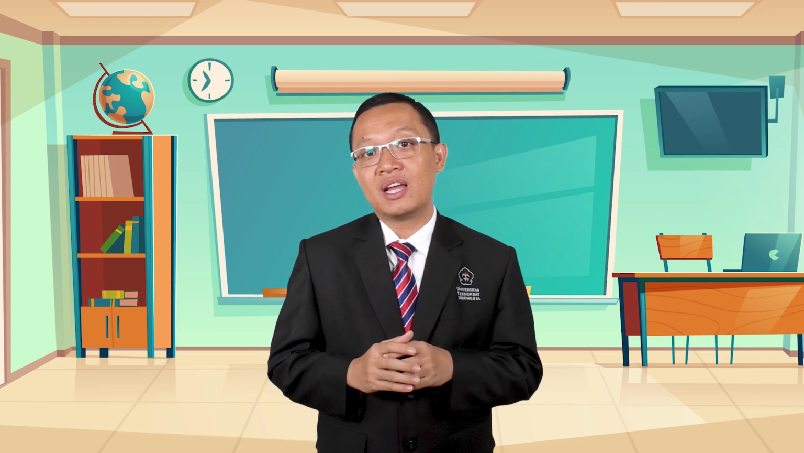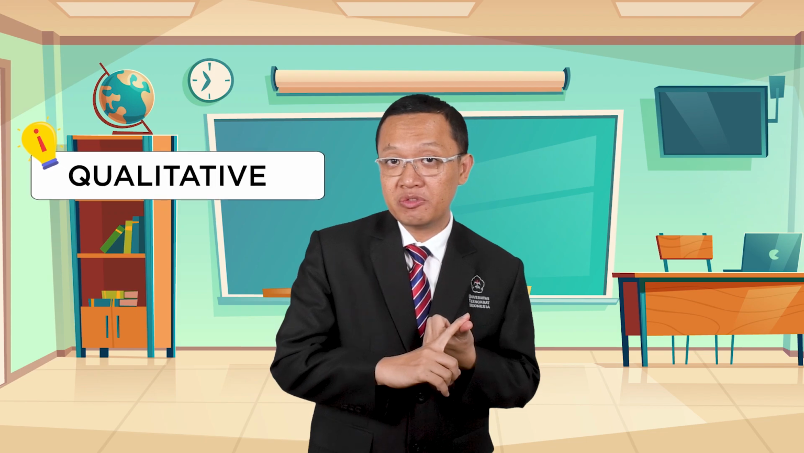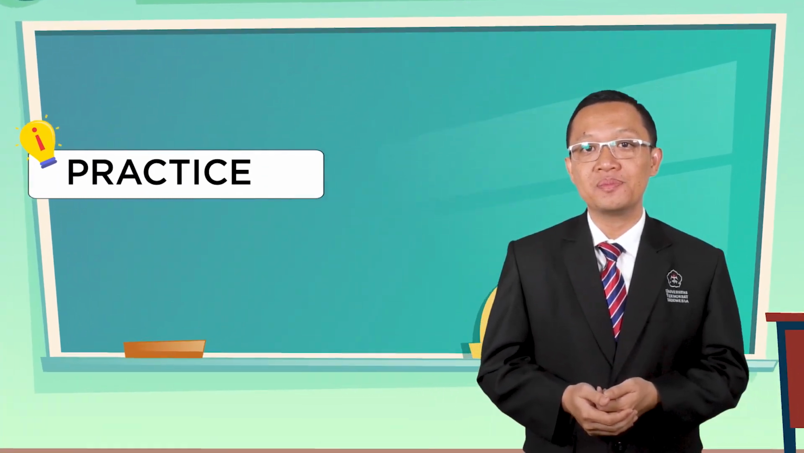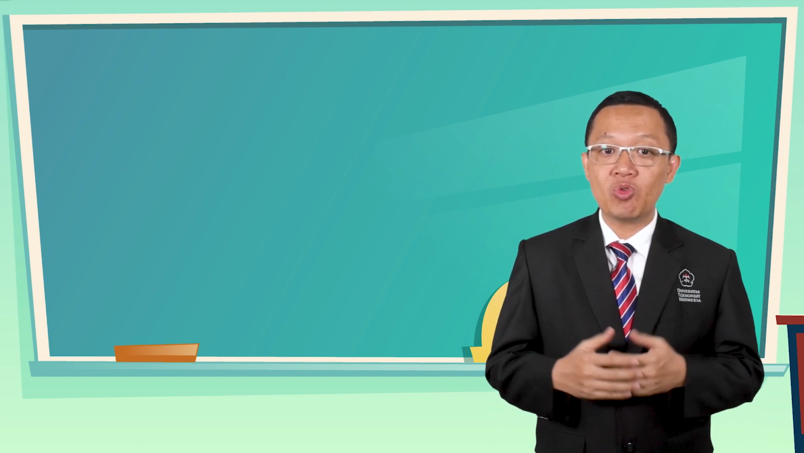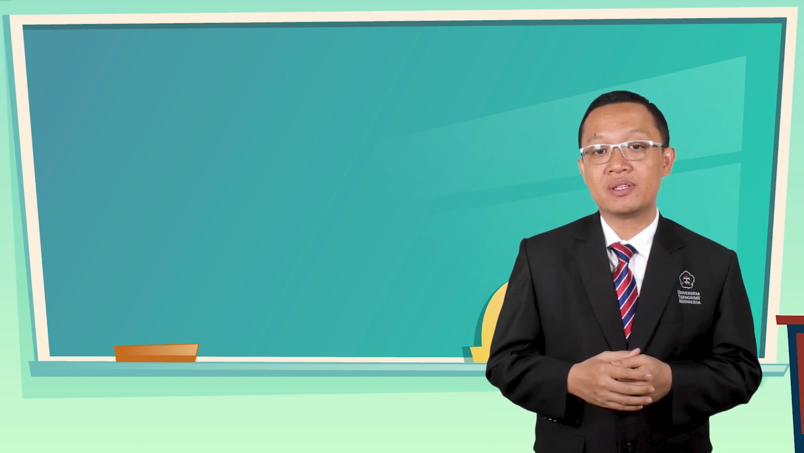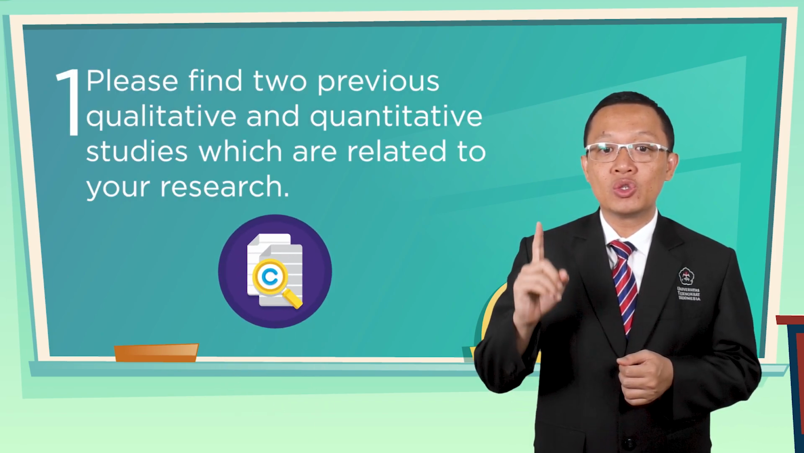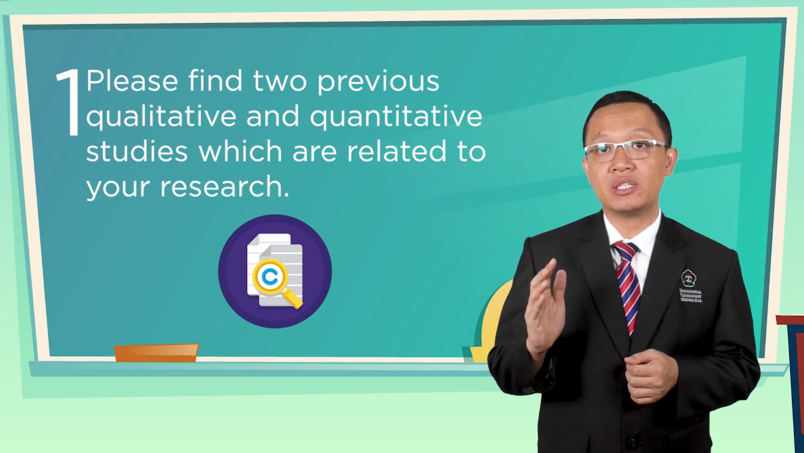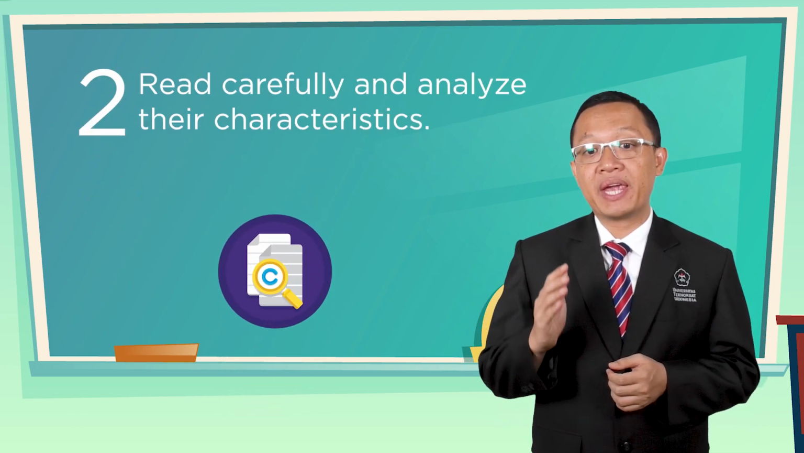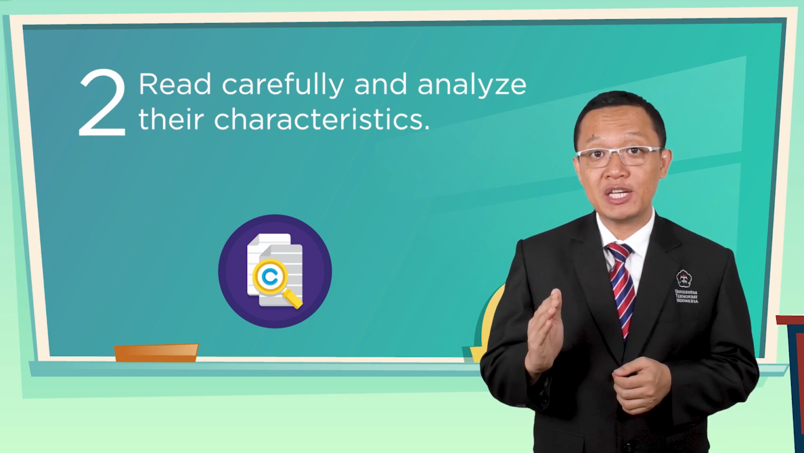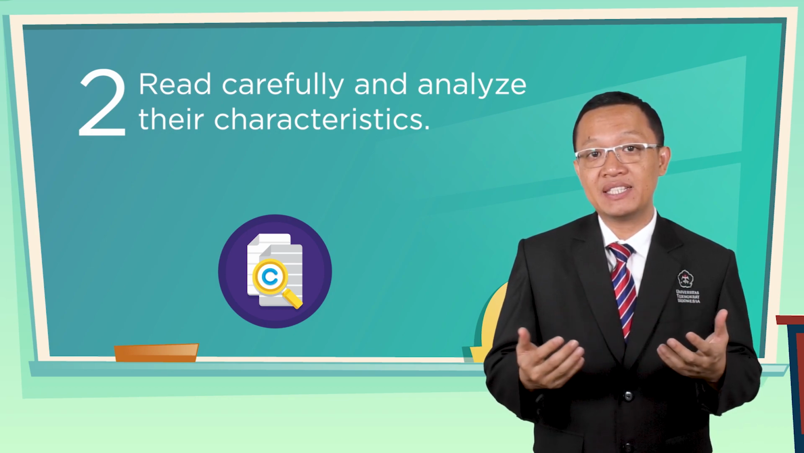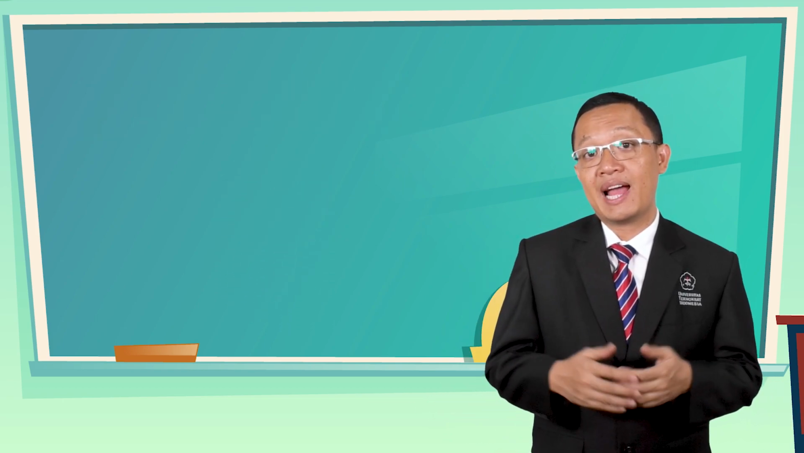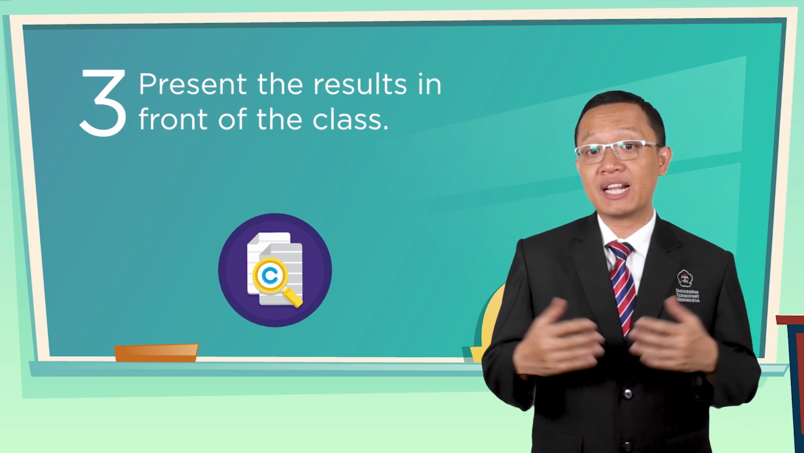You have understood the characteristics of qualitative and quantitative research. Now, let's move to practice. In this activity, I want you to do some activities. Number one, please find two previous qualitative and quantitative studies which are related to your research. Read them carefully and analyze their characteristics. Which one is qualitative and which one is quantitative? After that, present the results in front of the class.